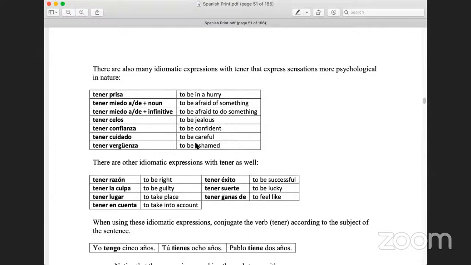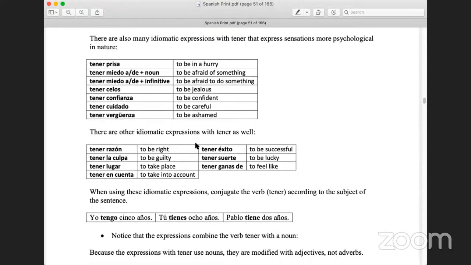There are also many idiomatic expressions with tener that express sensations more psychological in nature. So tener prisa, to be in a hurry. Again, when you want to apply that to yourself, you conjugate it to tengo. For somebody else, tiene, tenemos. So tengo prisa. That means I am in a hurry.